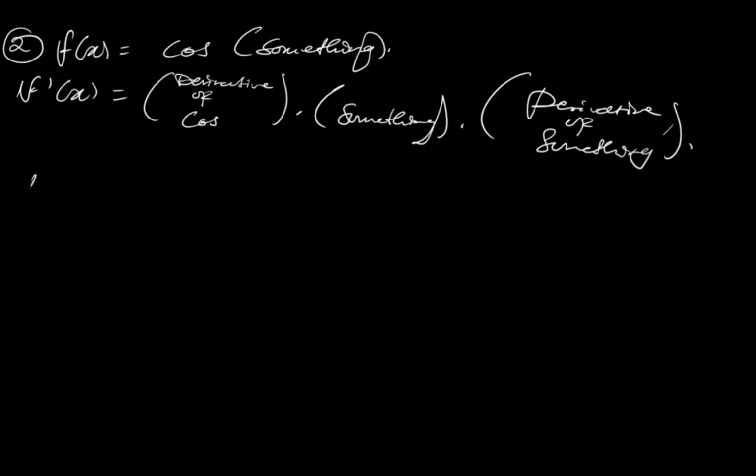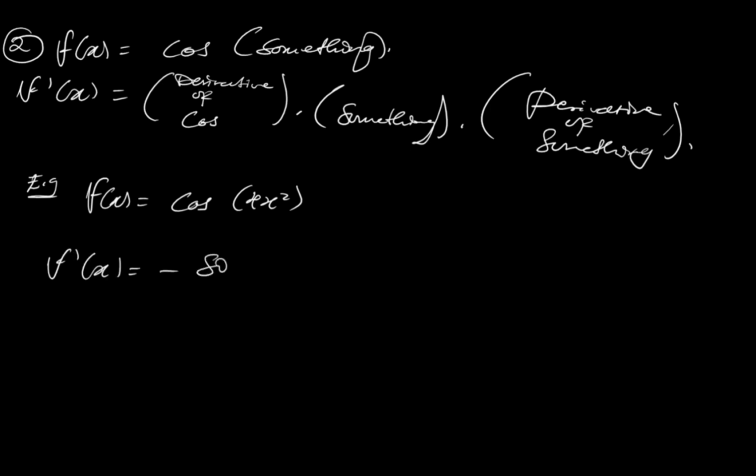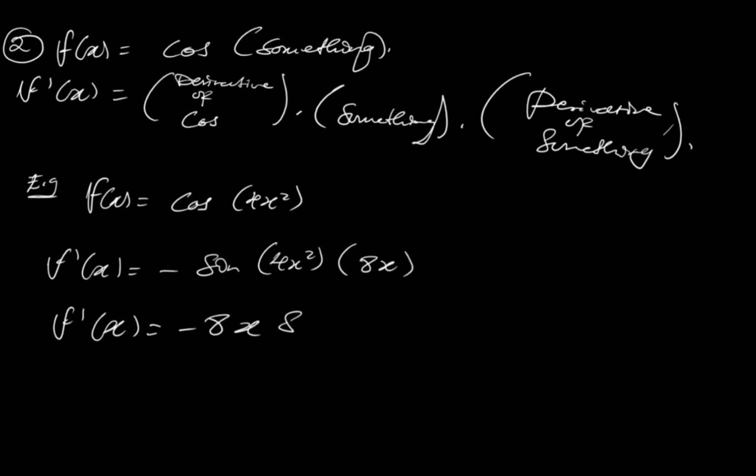Suppose we have an example given f of x equal to cos of 4x squared. The derivative will simply be f prime of x being the derivative of cos. The derivative of cos is simply negative sine times something, which is 4x squared, times the derivative of something, which will be 8x. And you have f prime of x equal to negative 8x sine of 4x squared. Simple as that.